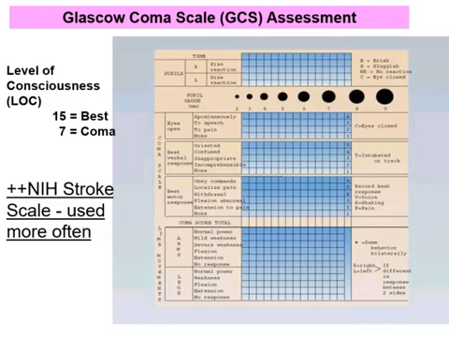So the best score possible is a 15. That's you and I. We're completely walkie-talkie, no deficits. Even a person in a coma is a 7. Depending on how bad they are is how severe. But the stroke scale is used more often. A lot of times the GCS is used in conjunction with it.